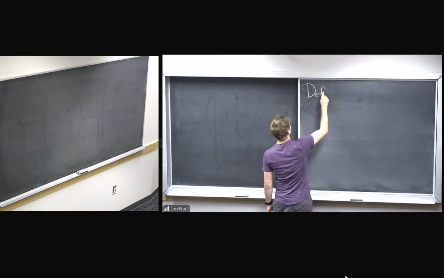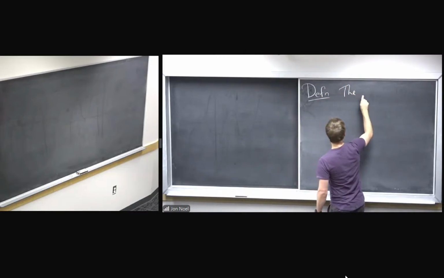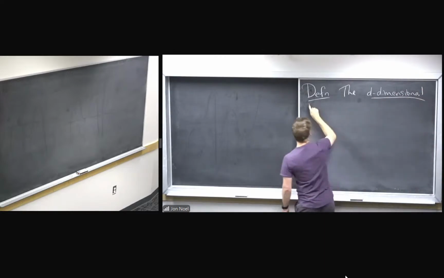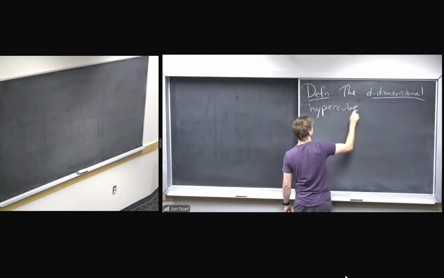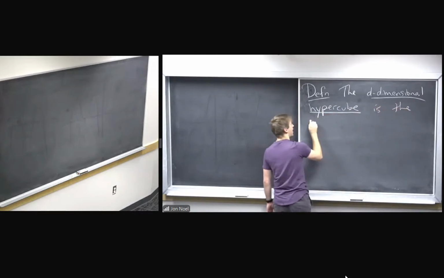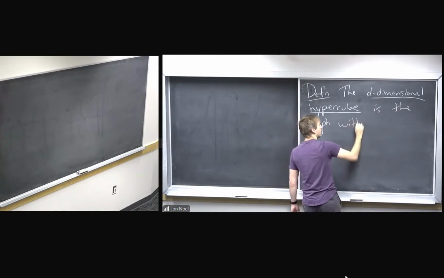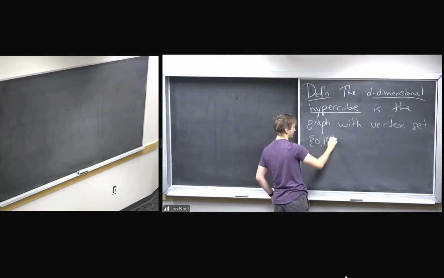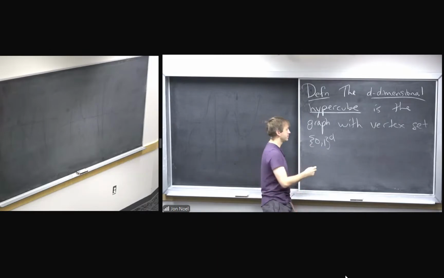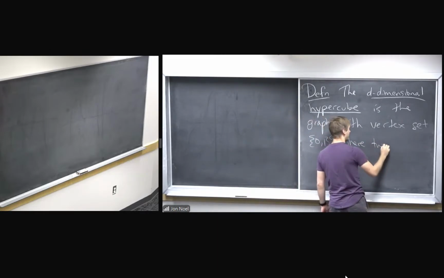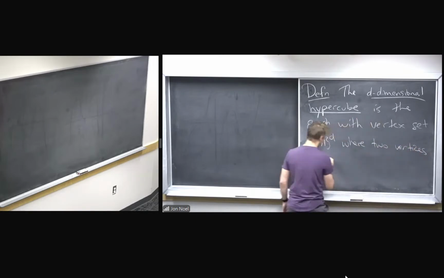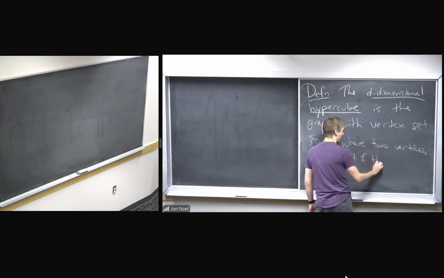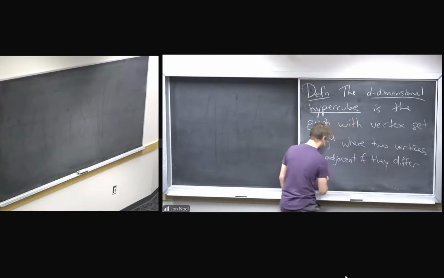Just a definition, the d-dimensional hypercube is the graph with vertex set 0, 1 to the d, meaning all binary sequences of length d, where two vertices are adjacent if they differ in exactly one coordinate.